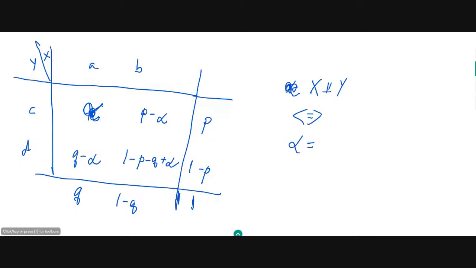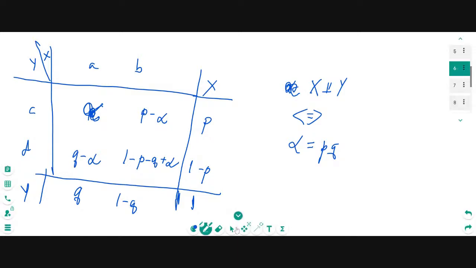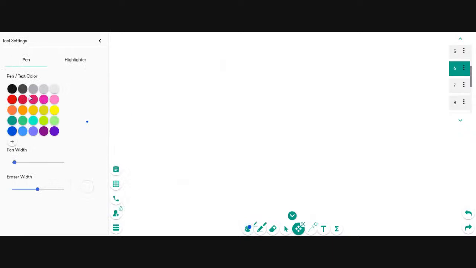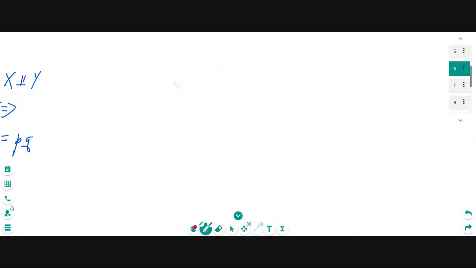PQ. Lovely, it's equal to PQ. P into Q, right? It's a marginal of X, and this is a marginal of Y. So what we have to show algebraically is that the correlation of X and Y is equal to 0 if and only if alpha is equal to PQ.